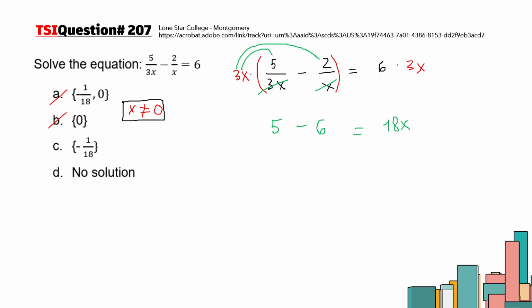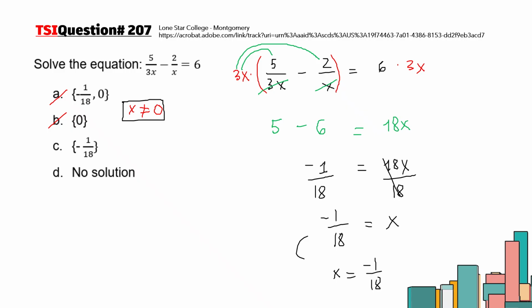Now simplify the left hand side. I have 5 minus 6, which is negative 1, equal to 18x. Then divide both sides by 18 to isolate x, and we have x equal to negative 1 over 18. So the correct answer is C.